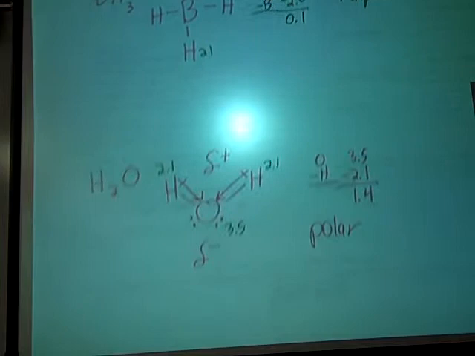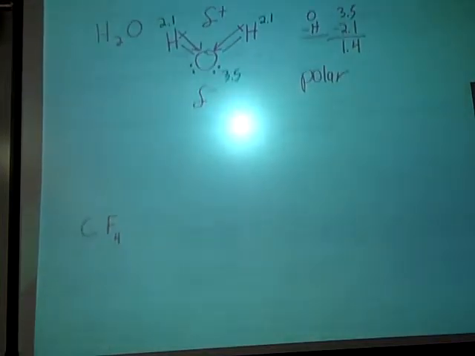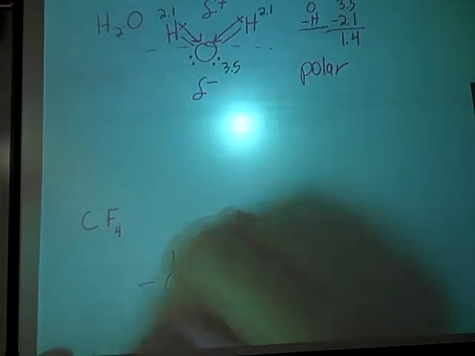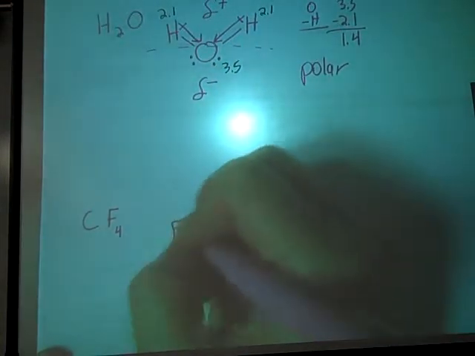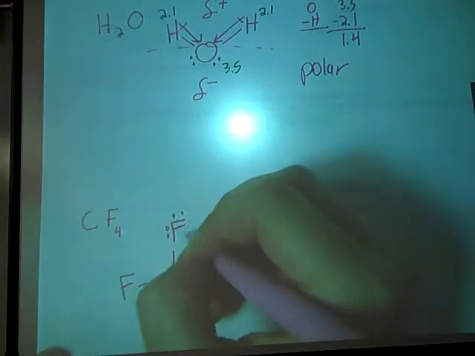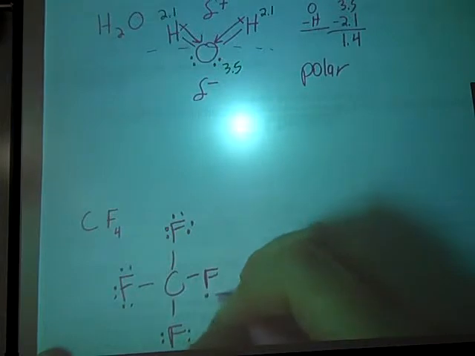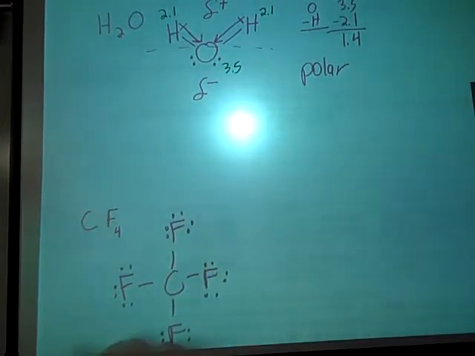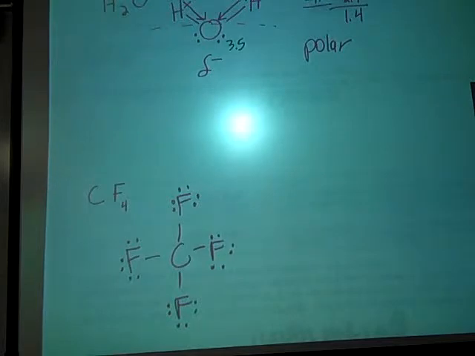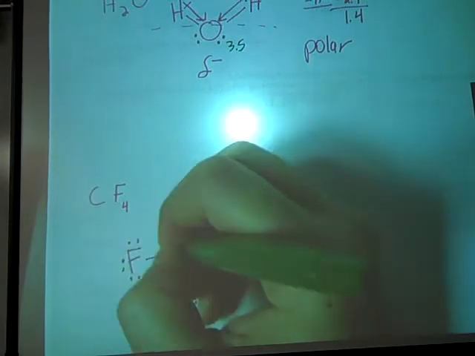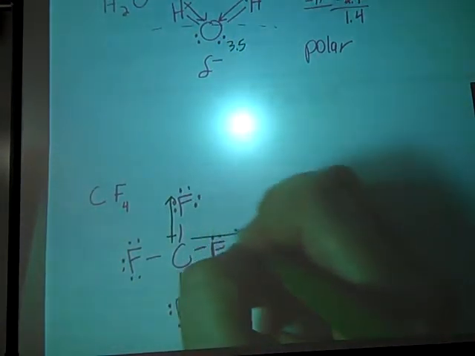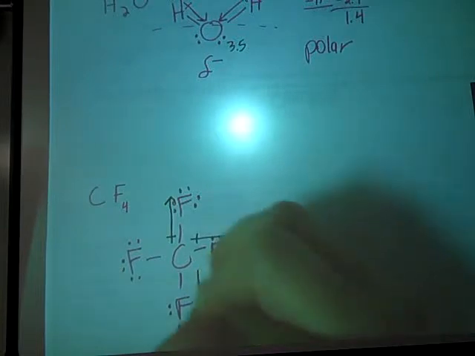Let's see if I can fit another example in before my time runs out here. CF4. I'm going to hurry a little bit. So this guy has lots of electrons around the outside on my fluorines. Fluorine, if you remember from the trends video, is the most electronegative atom on the entire table. So without even doing my subtraction, I can already tell you that fluorine is going to pull those electrons away from my carbon. So my electrons are moving away from my carbon, leaving that positive end towards the carbon there.